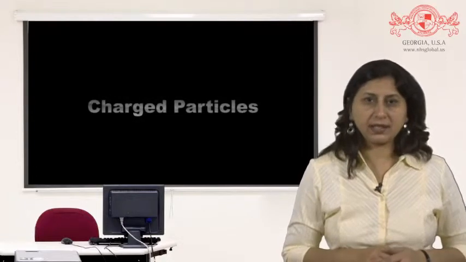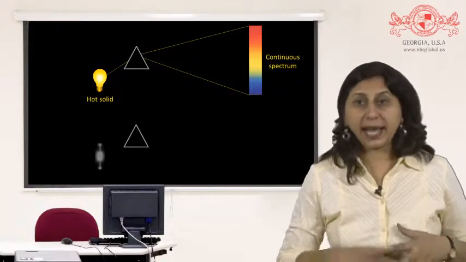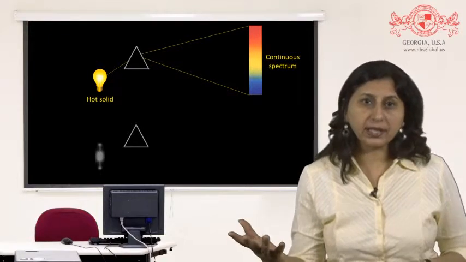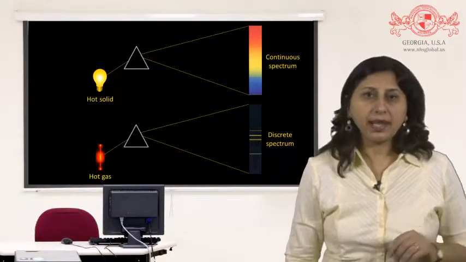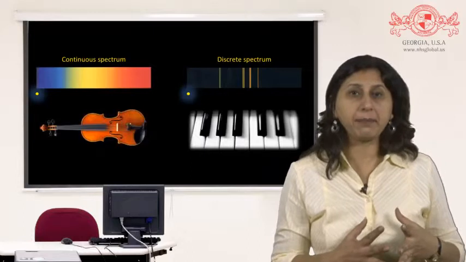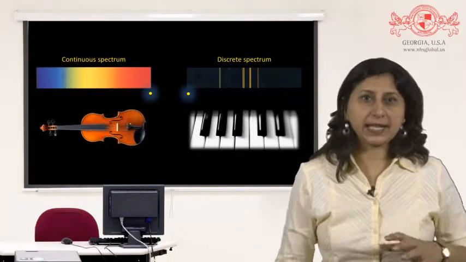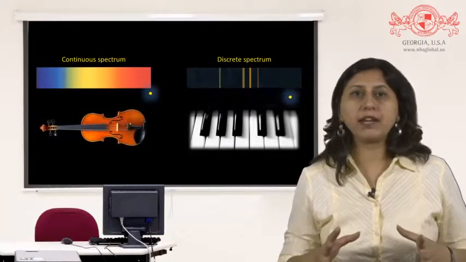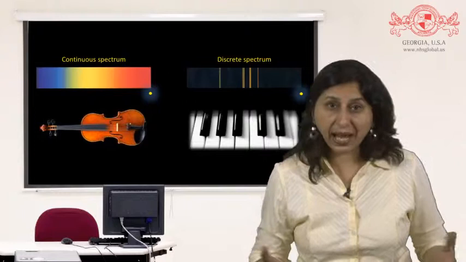Charged particles. Physicists notice something very particular, that the light given out by a hot solid such as tungsten filament has a continuous spectrum. The light given out by a hot gas such as sodium street lamp or neon sign has a discrete spectrum. It is like the difference between the notes when you play a violin versus a piano. So why does this happen?